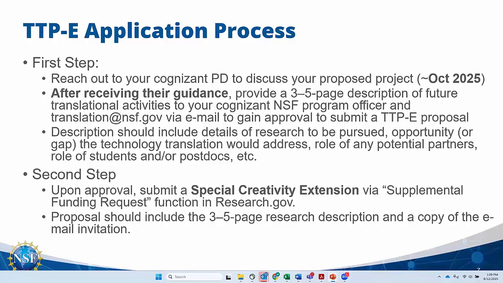However, if you do receive approval of your request for an Explore track supplement, you would then go ahead in that second step. You'd receive approval from your cognizant program officer to submit a special creativity extension via the supplement funding request in research.gov. You won't be submitting a 15-page proposal, but the proposal would include the 3 to 5 page research description that you would have already put together and a copy of the email invitation.